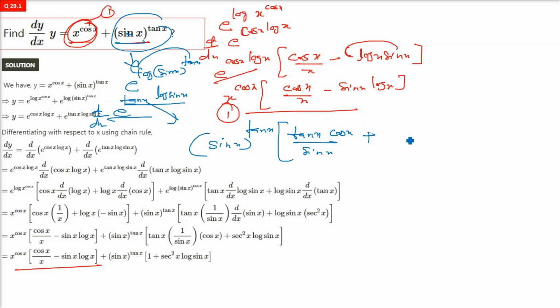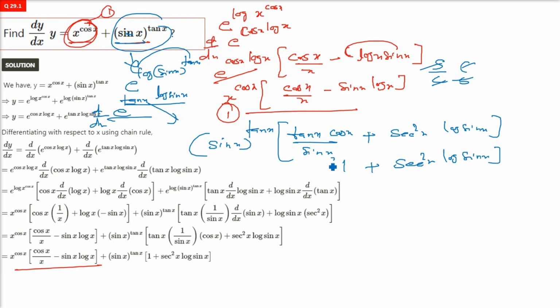10x will be sec square x. So sec square x log sin x. Okay. So this tan x, sin by cos will be cos, and sin, this all gets cancelled. So only 1 will remain. 1 plus sec square x and log sin x. 1 plus sec square x log sin x, and sin x to the power 10x will be outside. This is the second part or second term. 1 and 2 you have to add, and that will be the final result. Alright.